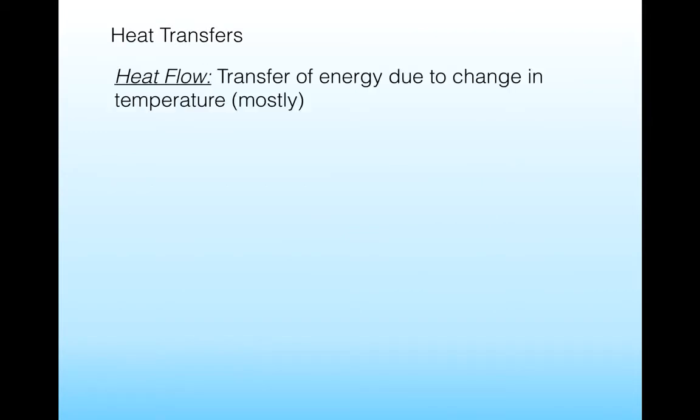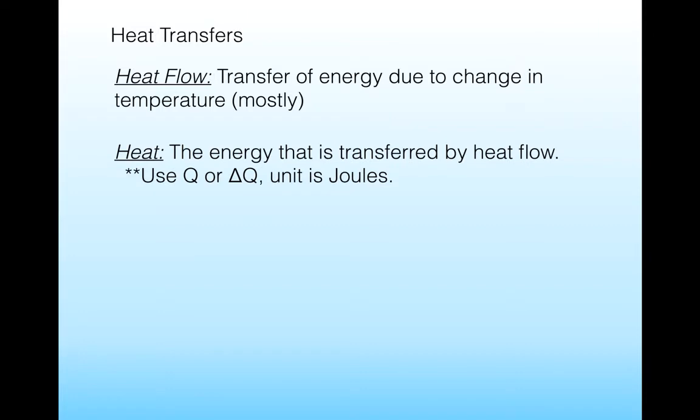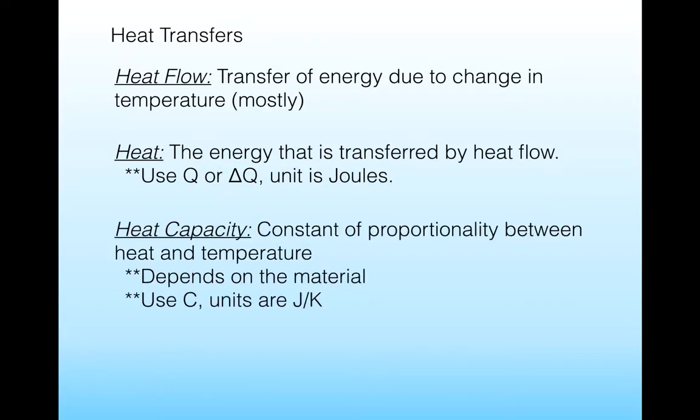Let's talk a little bit more about heat transfer. Heat transfer occurs through heat flow, or the transfer of energy due to a change in temperature. Heat is the energy that is transferred by heat flow. We use Q or delta Q, and the units of heat are joules. A heat capacity is a constant of proportionality between heat and temperature. This depends on the material that you're using, and we use the abbreviation C for heat capacity. The units of heat capacity are typically joules per Kelvin. And we can write an equation such as this: the change in heat, or the heat that is transferred, is equal to the heat capacity C times the change in temperature.